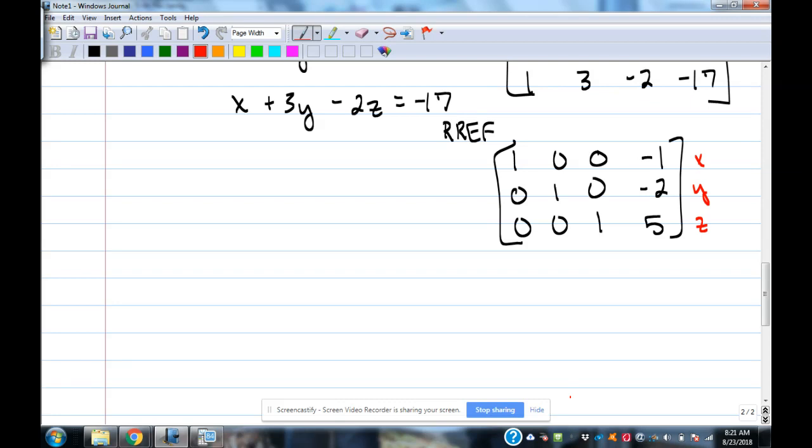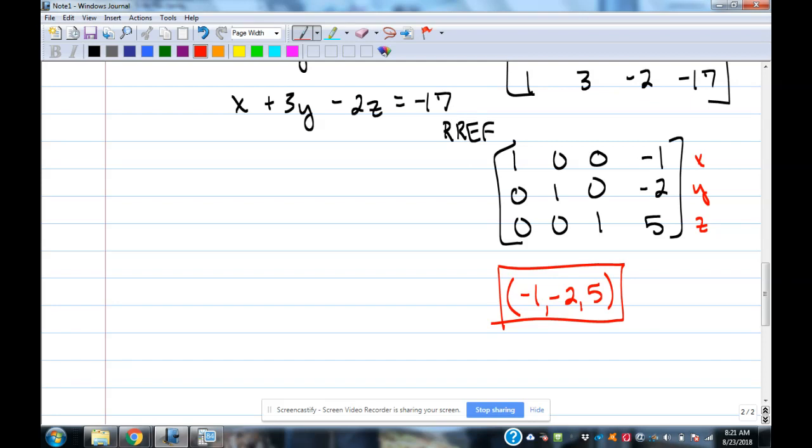How do we write our answers? As an ordered triple. Negative 1, negative 2, 5. Same story for no solution or infinitely many solutions. You look at the bottom row. If the bottom row after you do RREF is 0, 0, 0, then a number, what is it? No solution. If it's 0, 0, 0, 0, that's infinitely many solutions.